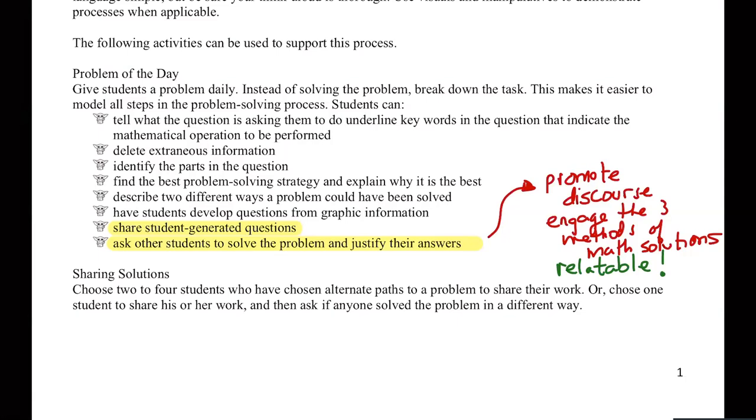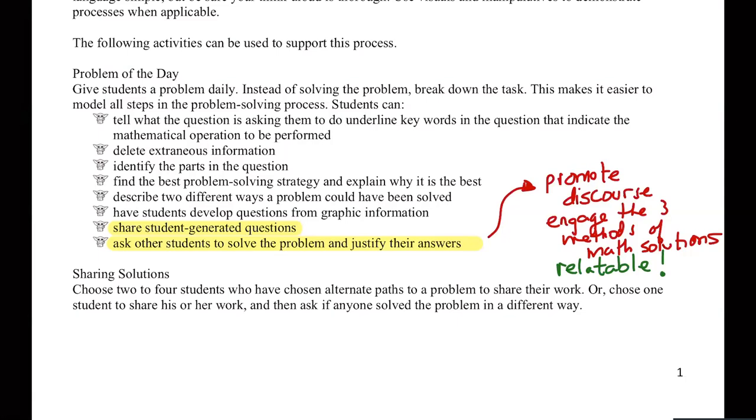The next one, sharing solutions. That's the easy one, I talked about that earlier. Tommy likes to do it the visual way. Christina likes to do it the numerical way. And they're both right, but they need to have a meeting of the minds in order to flesh out why each one is right.